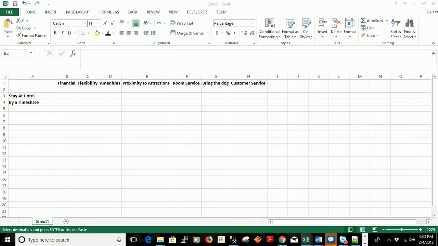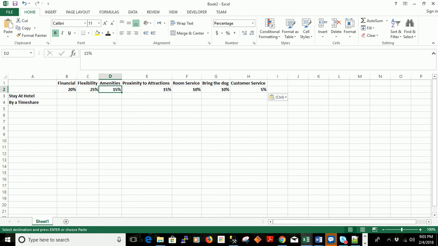Now, all of that is not weighed equally. I have different weights for these, right? So let's put my weights in here. I'm going to say financial is about 1/5 of my decision. Flexibility is 1/4 of my decision. That's the most important thing to me is the flexibility, right? So that's my most important thing.